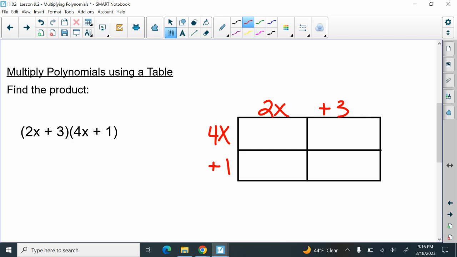So now in order to get what's in the box, I'm going to multiply those 2 terms that make up that box. So for example, 2x and 4x, well, that's going to give me 8x squared. 3 and 4x gives me 12x. 2x and 1 gives me 2x. And then 3 and 1 gives me 3 for this box.